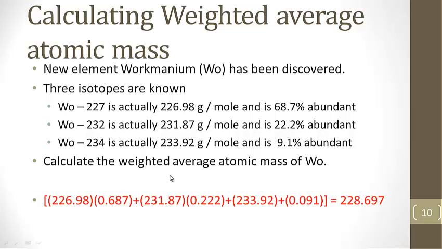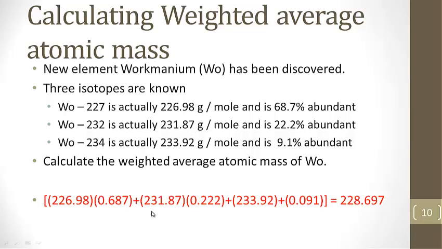When you're calculating weighted averages of atomic masses, what you need to know is the relative percent abundance, and here we've got some relative percent abundance of these three different forms of this particular isotope known as workmanium. And if you're going to do the calculation, what you need to do is multiply the actual molar mass of these isotopes by their percentages, and so that's what this math is down here.